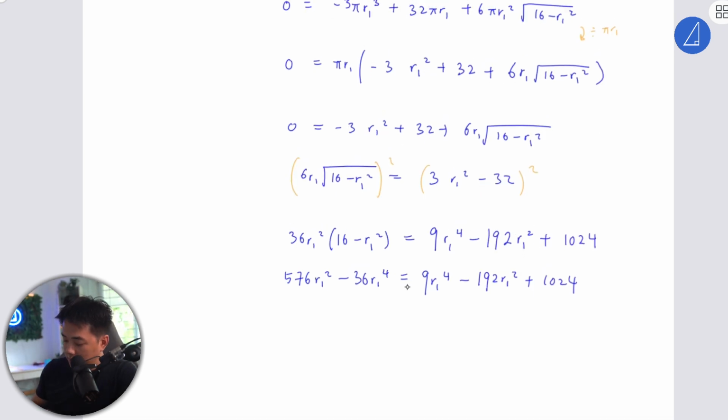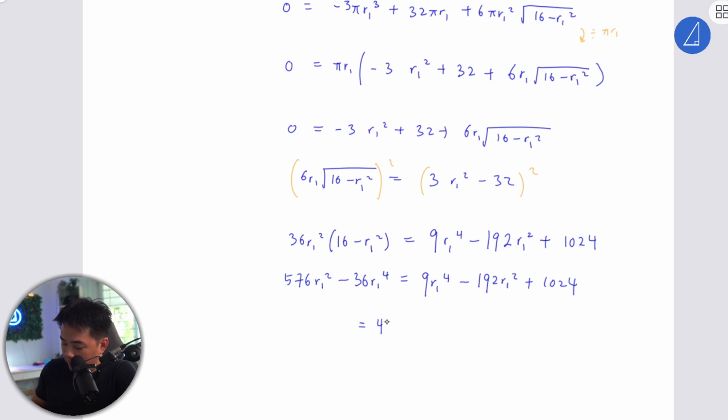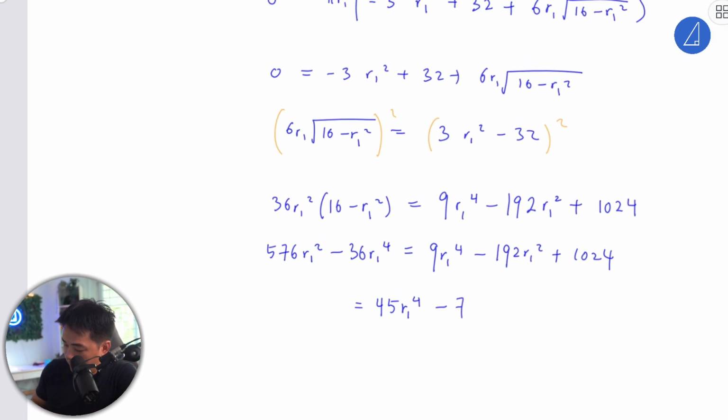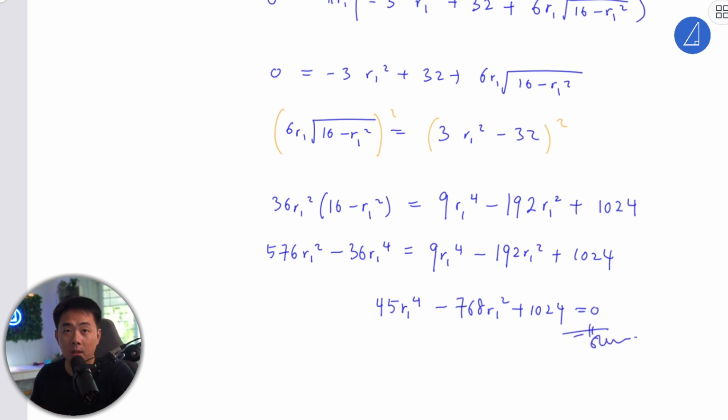So just rearrange this. 9, but this will be 45 r1 to the power 4, then this will be negative 768 r1 squared, then 0 to 4. Okay, there you go. Shown. Great. That's the first part.